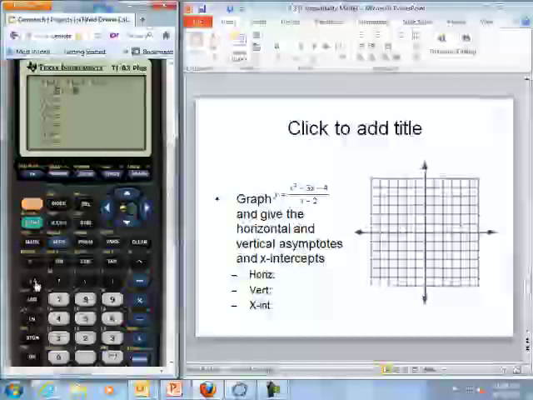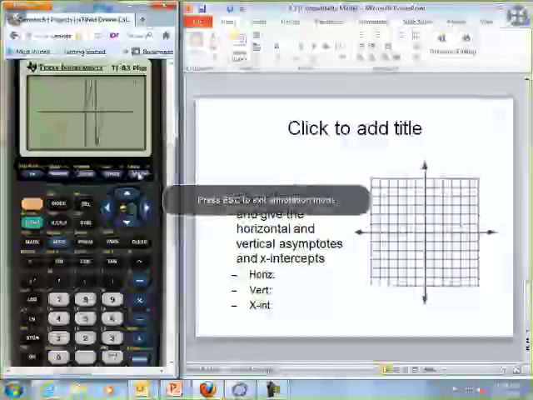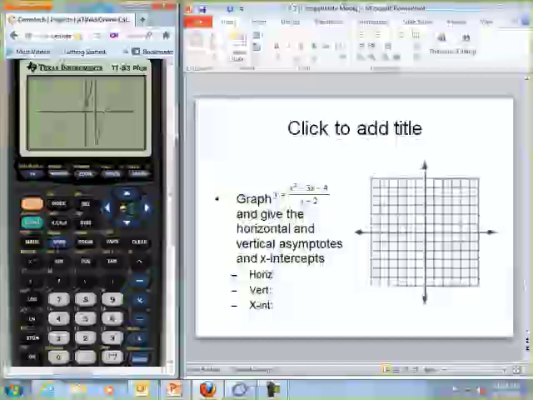Parentheses around that big numerator. And also parentheses around the denominator. And graph. And what we see does confirm where the asymptote should be and where the solutions should be as we get those two pieces.